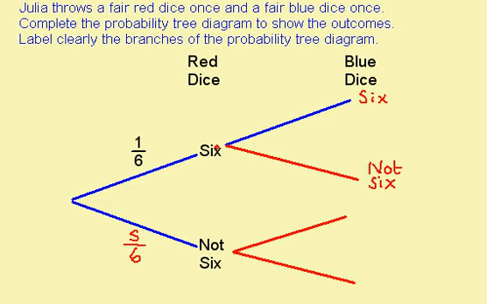I know that the probability of getting a 6 is 1/6, and the probability of not getting a 6 is 5/6. Again, this is the probability of getting a 6, which is 1/6, and this is not a 6, which is 5/6. This is what your tree diagram should look like.